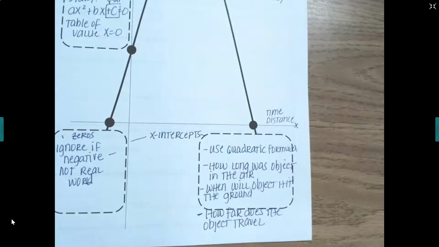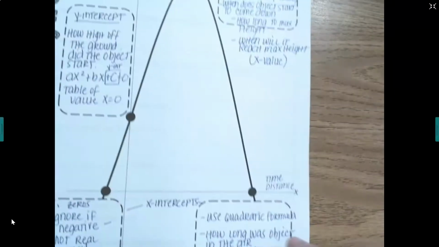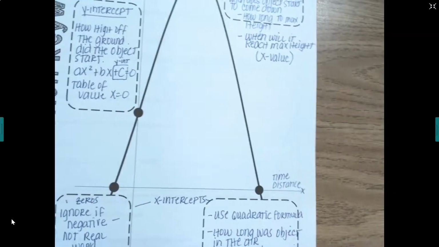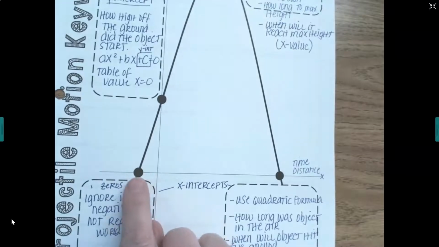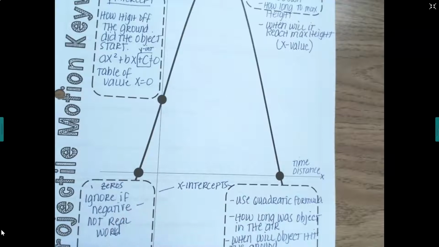So we have three major points that we look at: the y-intercept, the vertex, and the x-intercept. Usually one of the x-intercepts ends up being negative, so we just ignore it. Sometimes it starts at 0, 0, so that's real world. We would still use that one.